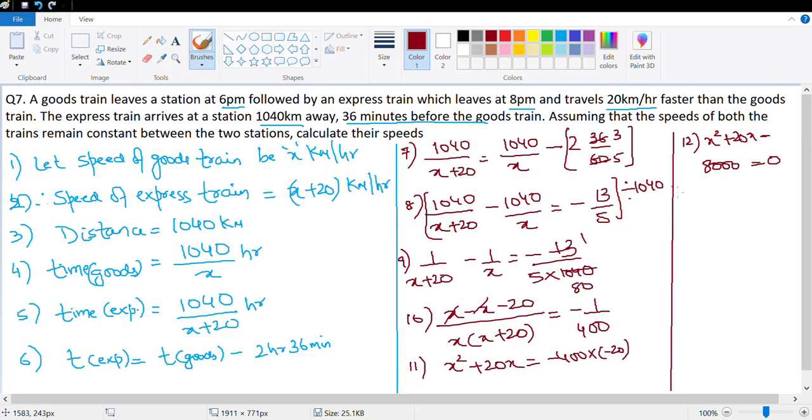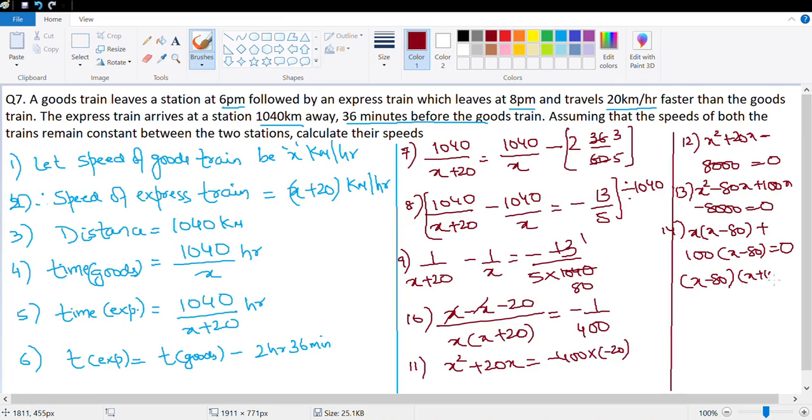That sounds correct. So this is x square minus 80x plus 100x minus 8000 is equal to 0, which means x times x minus 80 plus 100 times x minus 80 is equal to 0, which means x minus 80 times x plus 100 is equal to 0, which means x is equal to 80 or x is equal to negative 100. Now speed obviously cannot be negative, which means my answer is x is equal to 80.